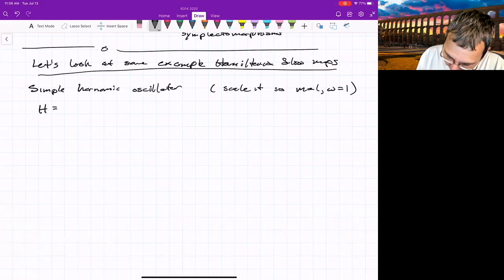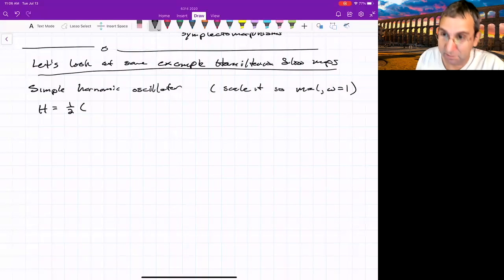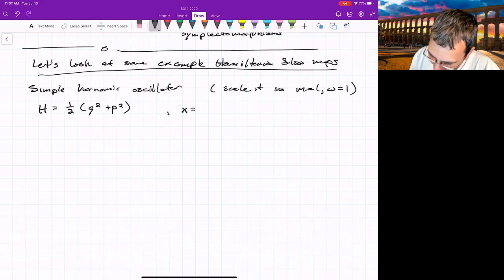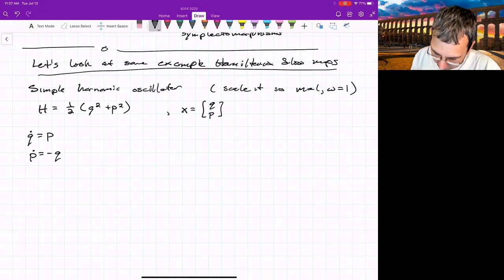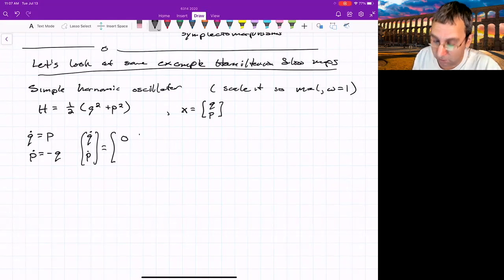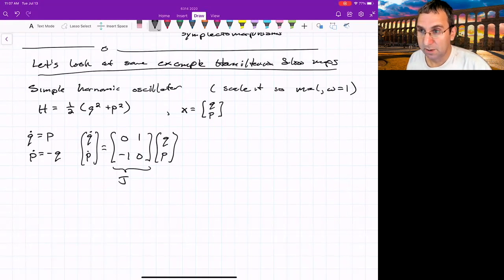So then the Hamiltonian looks really simple. It's just 1/2 (q squared plus p squared). If I use the x notation, it's q and then p. Hamilton's equations are pretty easy. q dot equals p, p dot equals negative q. So this means (q dot, p dot) equals, what is this? 0, 1, negative 1, 0. What do you know? It's the J matrix. That'll make our life easy.